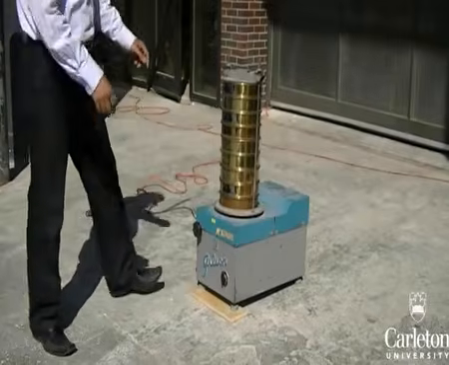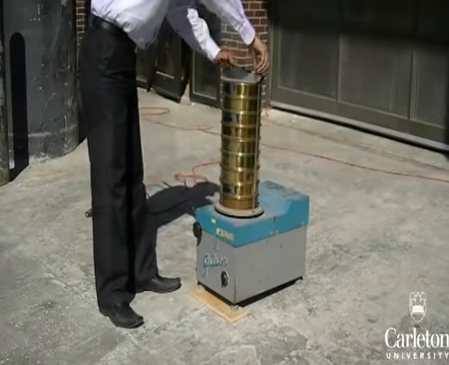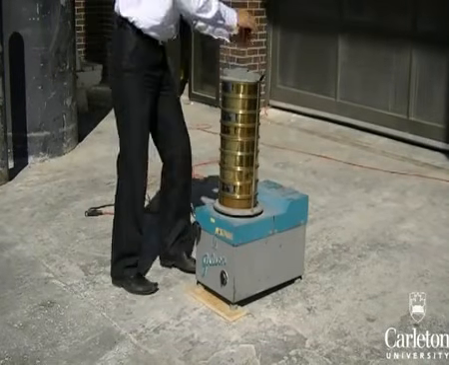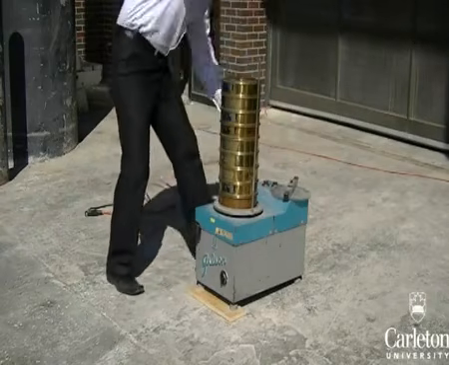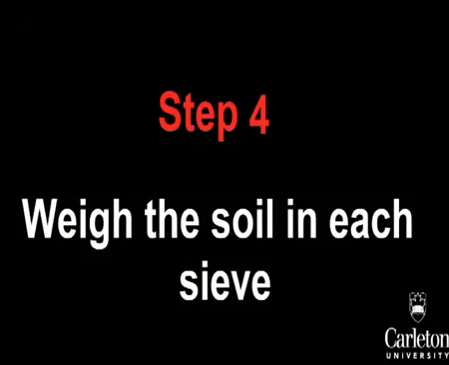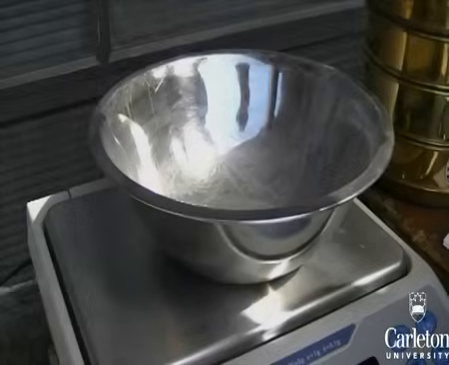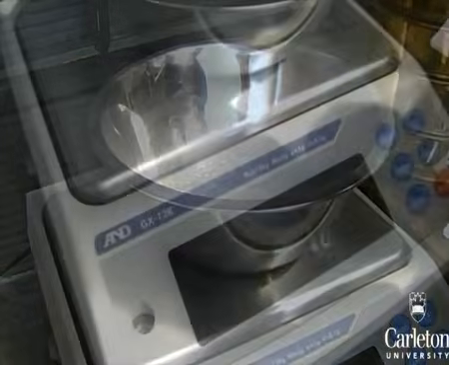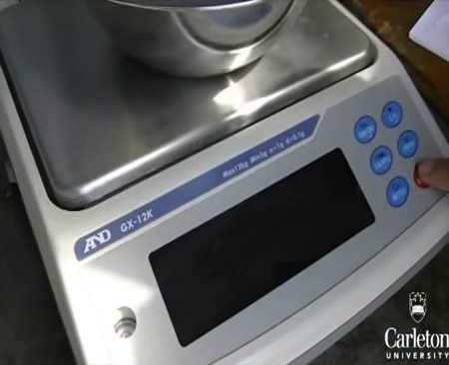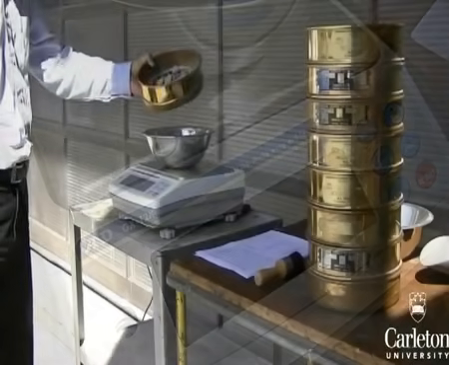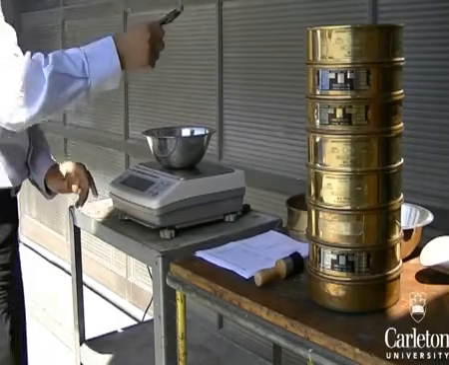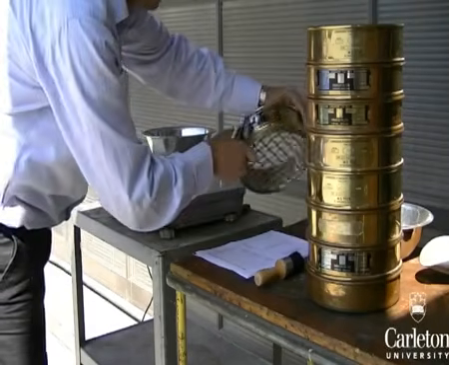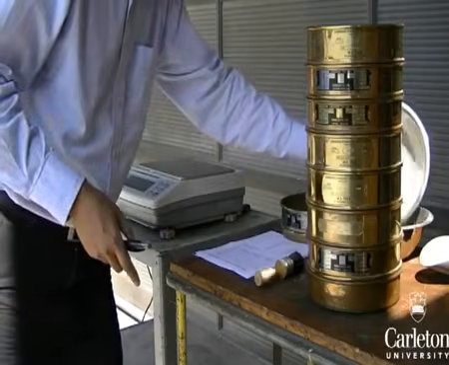After the shaker has stopped, loosen the screws and remove the stack. Next, you will need to take the soil in each sieve and weigh it on the scale. To do this, we will use this container. Place your container on the scale and zero the scale. Pour the contents of the first sieve into the bowl, record the mass of the material according to the size of the sieve, and then pour the contents of the bowl into another container for storage.